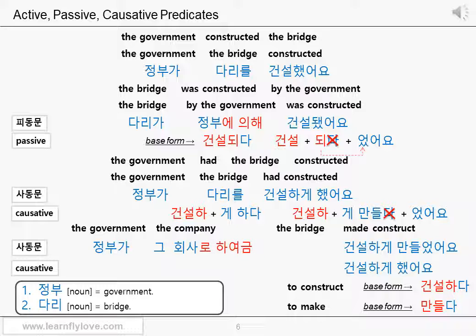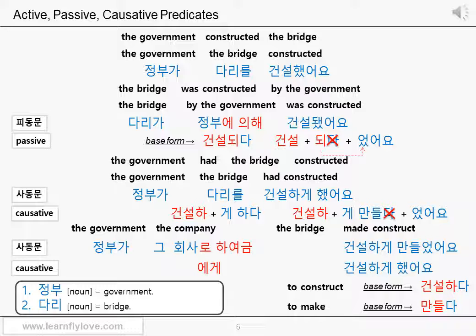We're gonna add 로 하여금 here to indicate someone who was made to construct the bridge. 그 회사로 하여금. Then can we use 에게 or 한테 here? Yes, you can, even though the company is not a living thing. Don't you think it's way too complicated? Well, I think so. But don't worry, it looks so difficult because it is your first time seeing this. You will get familiar with them sometime soon.